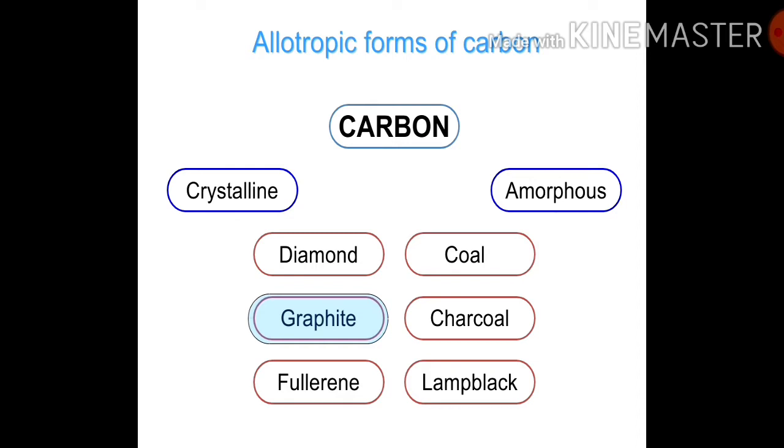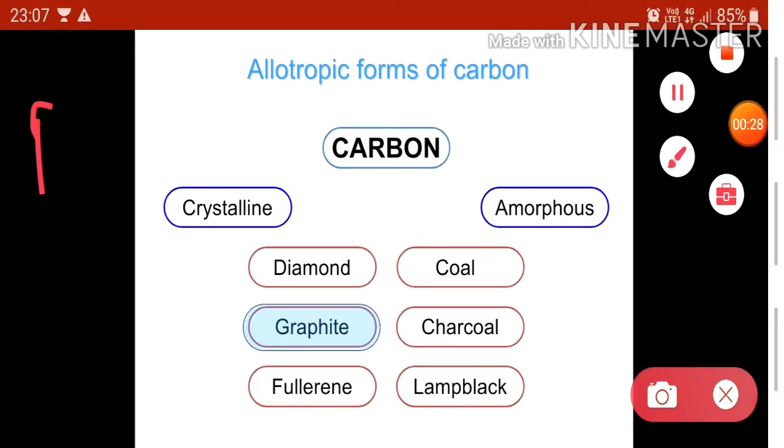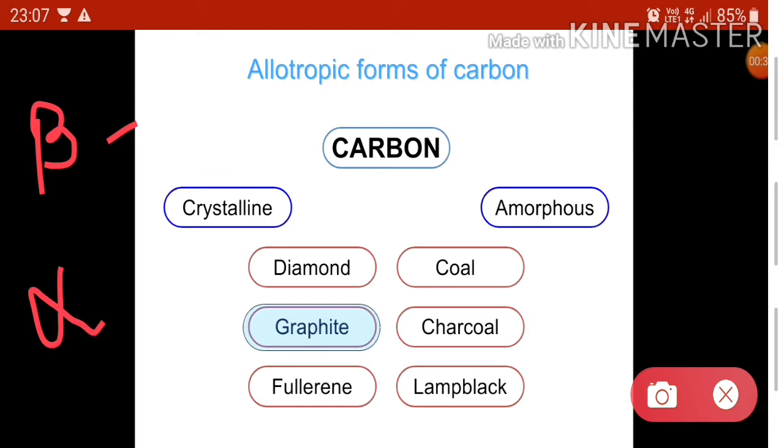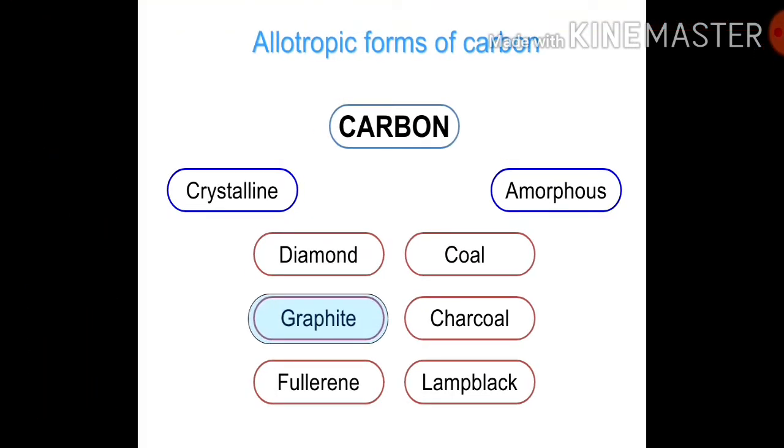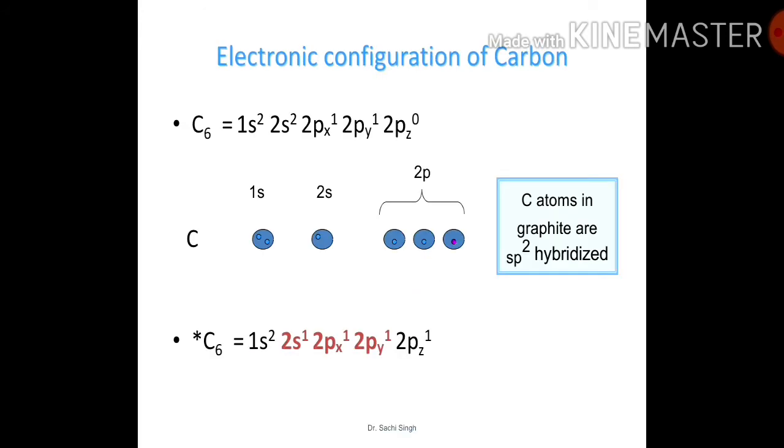One is beta graphite, which is also known as natural graphite, and the other one is alpha graphite, that is synthetic graphite. Natural graphite or beta graphite mainly forms in a hexagonal form, and synthetic graphite comes in a rhombohedral form. Okay, so in graphite the carbon shows sp2 hybridization.